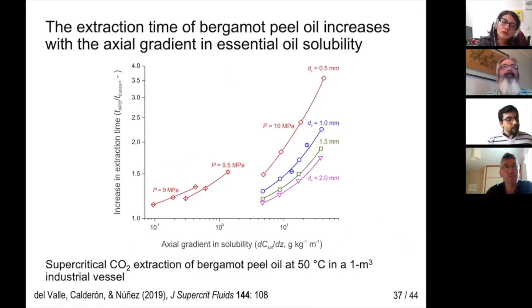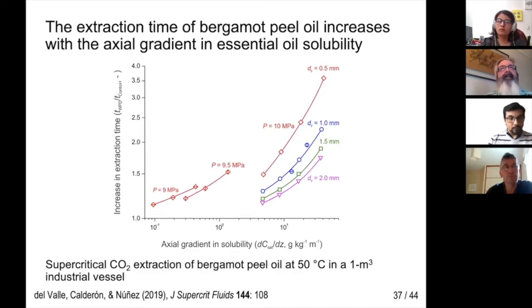This figure shows the increase in extraction time of bergamot peel oil with pressure drop as compared to a control simulation without pressure drop as a function of the variation in oil solubility with actual position along the bed. For comparisons, the extraction yield remained unchanged and corresponded to that achieved following a 6-hour extraction in the system that accounted for pressure drop in the extraction vessel.